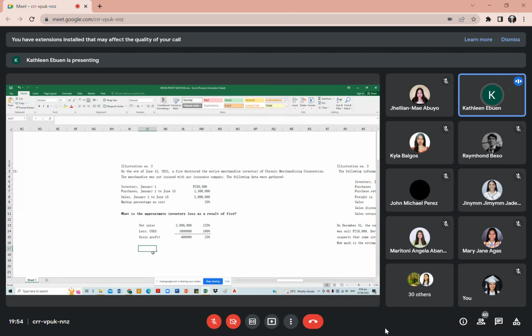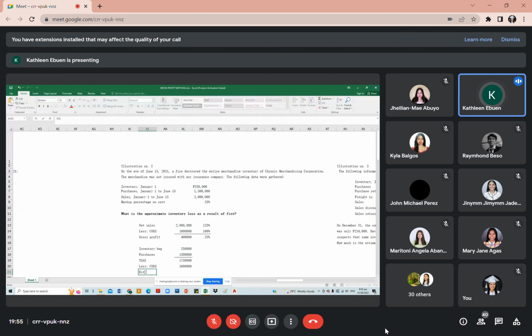Let's go to the goods available for sale less cost of goods sold is equals to ending inventory. So, we still need to compute the goods available for sale. Inventory beginning. We have the purchases. Okay. So, beginning, we have 250,000 and 1.5 million for the purchases is equal to goods available for sale. How is this? 1,750,000. Okay, 1,750,000. Subtract the cost of goods sold, we get 1,600,000.